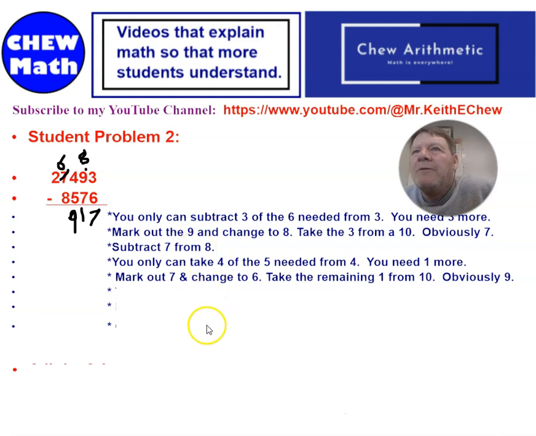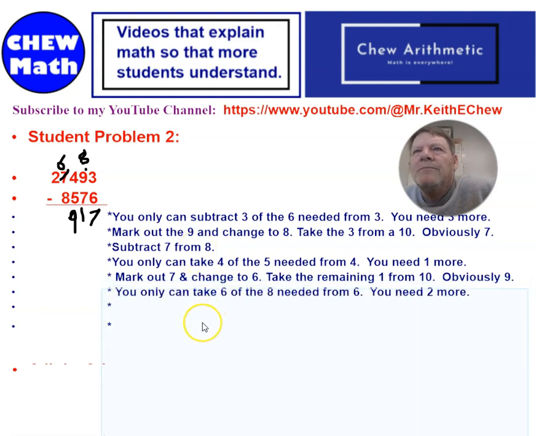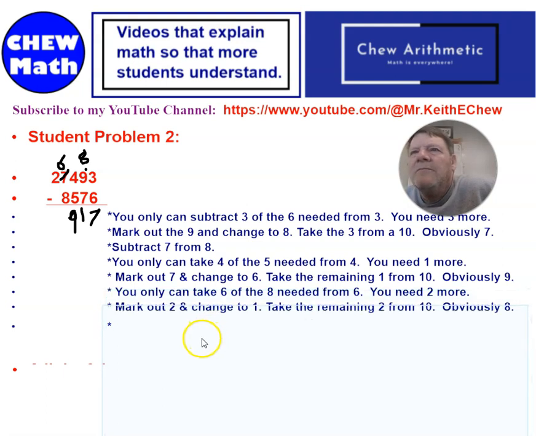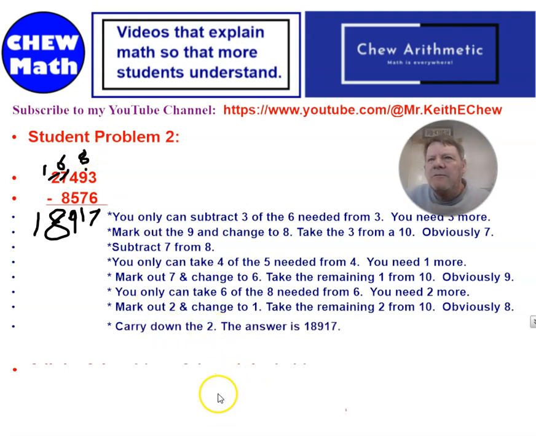I continue the process. And I can only take 6. And I need 8. That's 2 remaining. So that will be another 8 here when I borrow. So I borrow here a 1, an 8, and a 1. 18,917 is the answer.